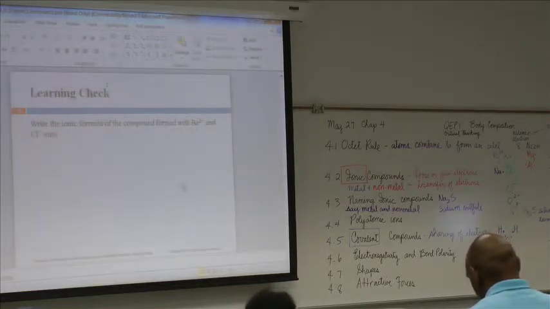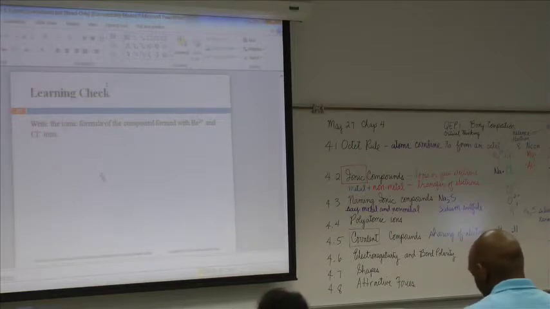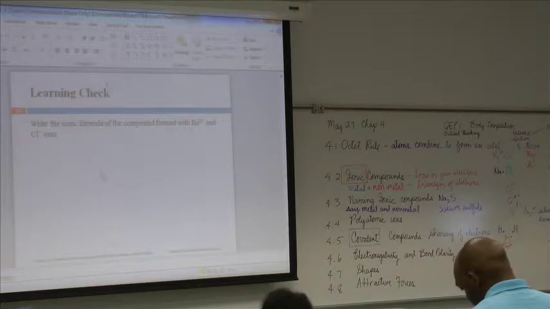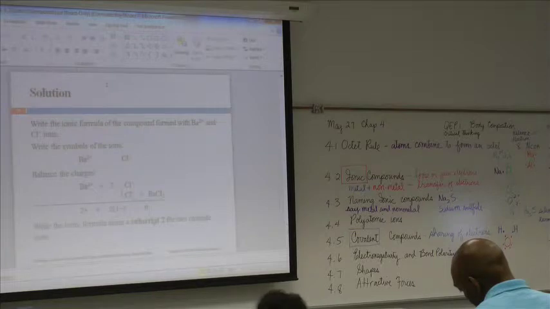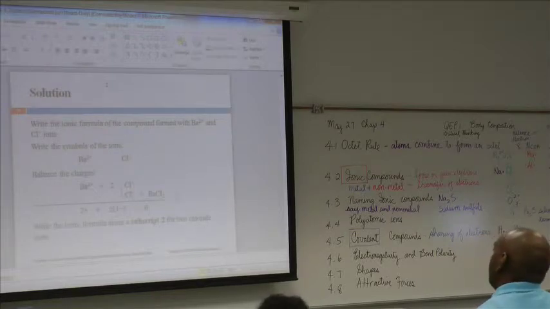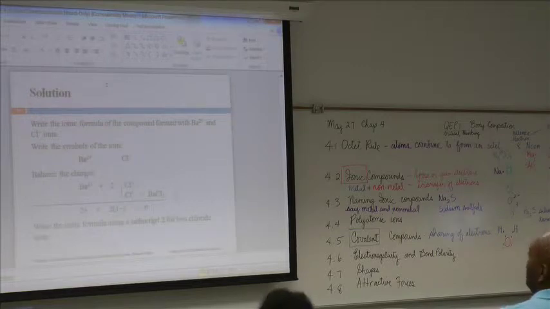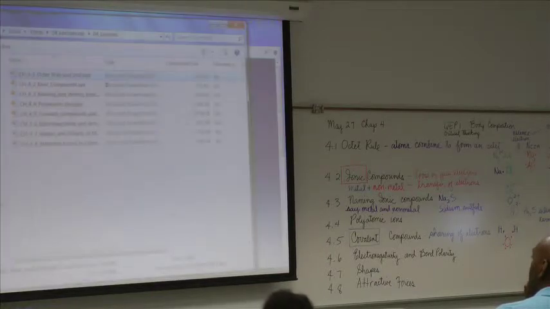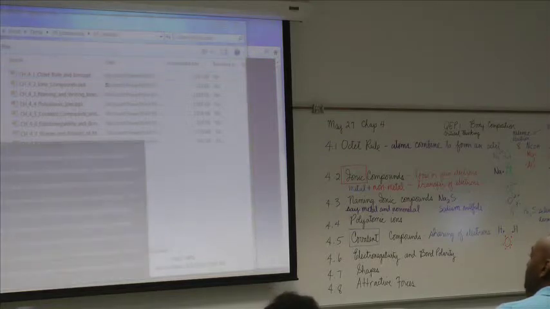Okay, so what happens if we have barium 2+ and Cl minus? If barium 2+, what would be the formula of the compound? BaCl2. Very, very good. So BaCl2, and we call the compound, you say the metal, what's the metal? Barium. Chloride, right? Barium chloride. Awesome.